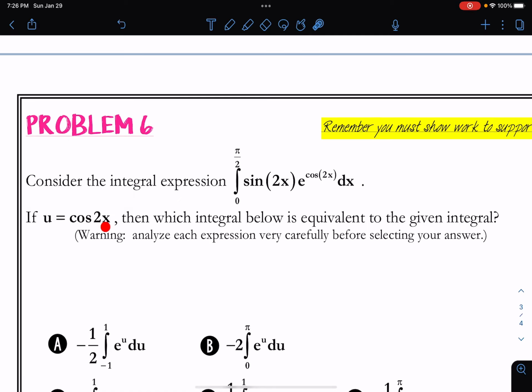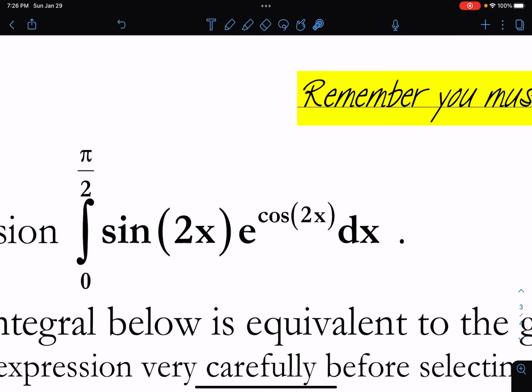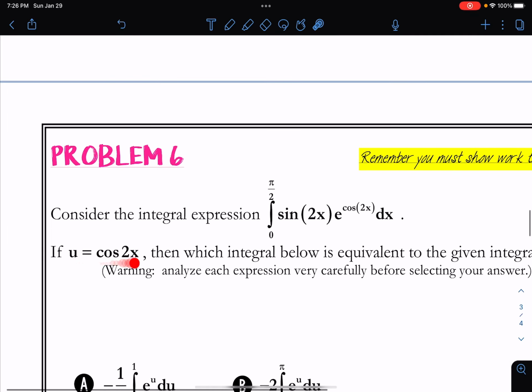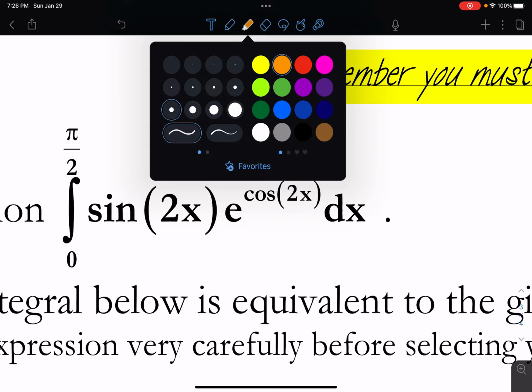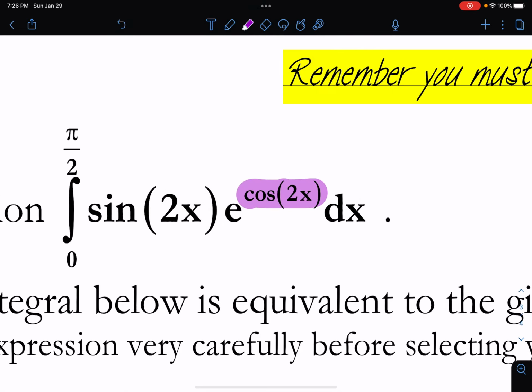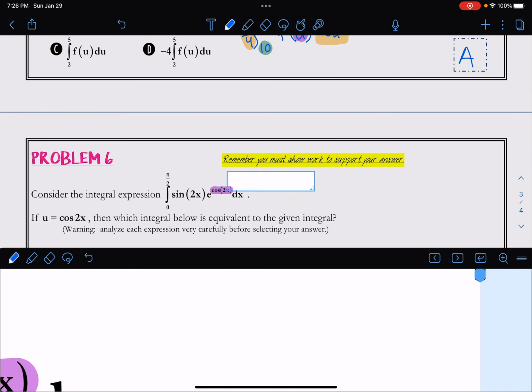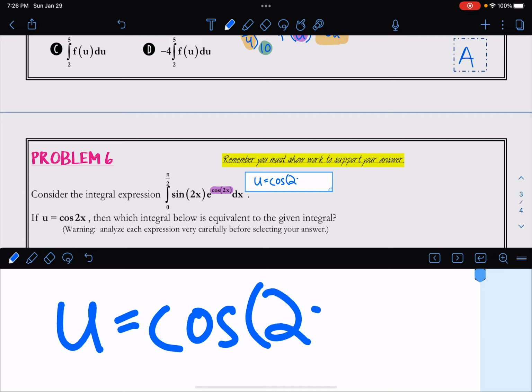They're telling us what u should be. They're giving us the integral from 0 to pi over 2 of sine of 2x times e to the cosine of 2x dx. And again, the question says u should be cosine of 2x. So that is what I'm going to start with. I'm just going to write over here that u is cosine of 2x.